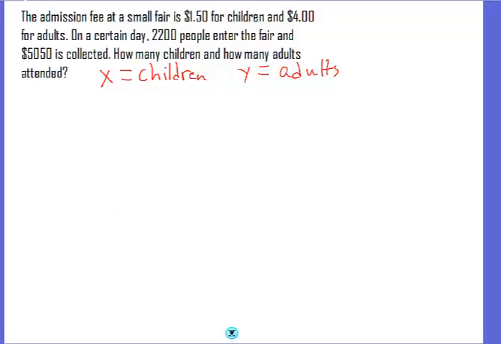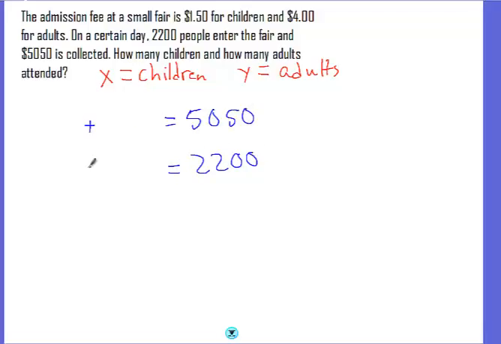All right. When we reread this problem, we're learning that the admission fee for children is $1.50. The admission fee for adults is $4. Then it tells us 220 people entered the fair, and $5,050 was total money collected. Now we still have to create 2 equations, and I'm going to say the one equation has to deal with the money, so it's going to be equal to $5,050. The other one has to deal with the amount of people that entered.